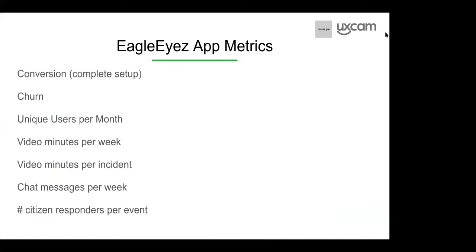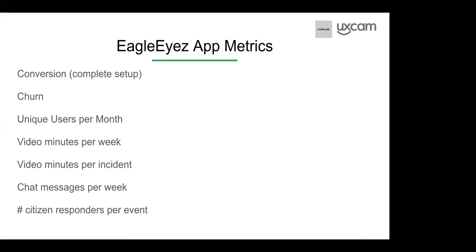Yeah, so how are we going to measure success in Eagleeyes? Some of these are very traditional app metrics like conversion. And within this app, the key concept of conversion is once somebody downloads it, they have to put in some profile information so we can identify them. So, you know, we want to see how many people not just download it, but actually set themselves up so that they can submit. Churn would be people uninstalling the app.